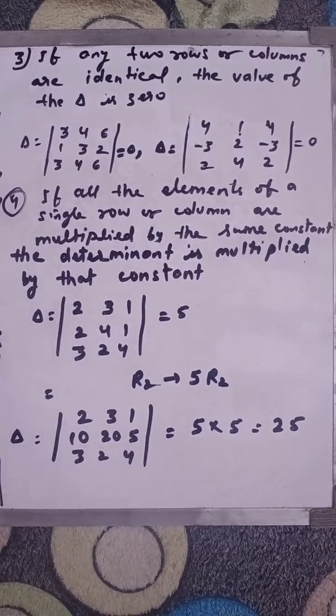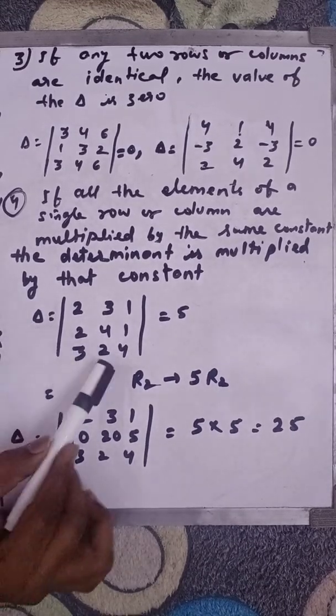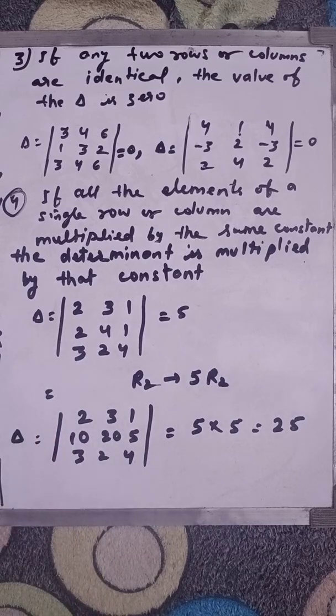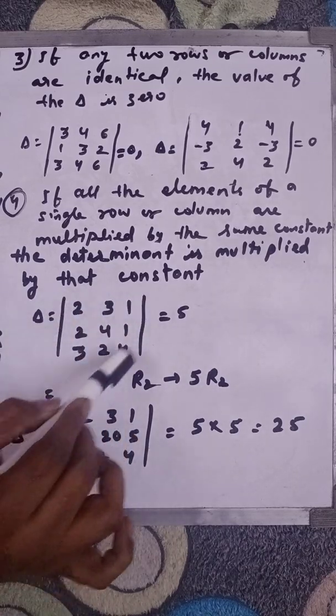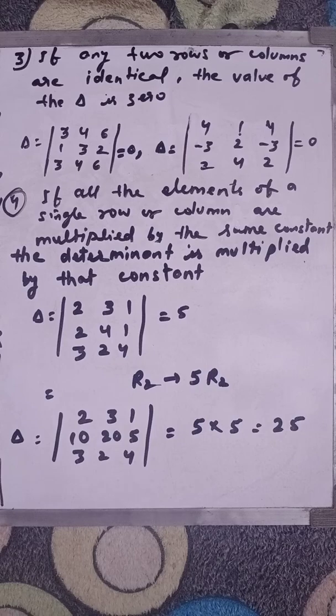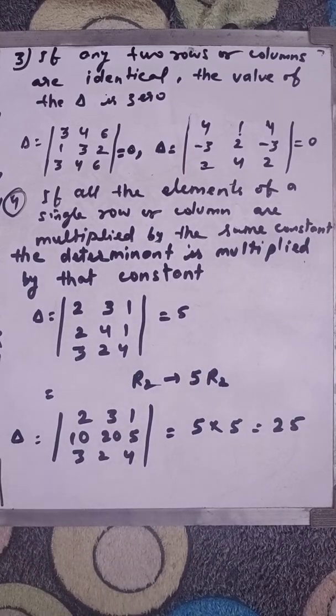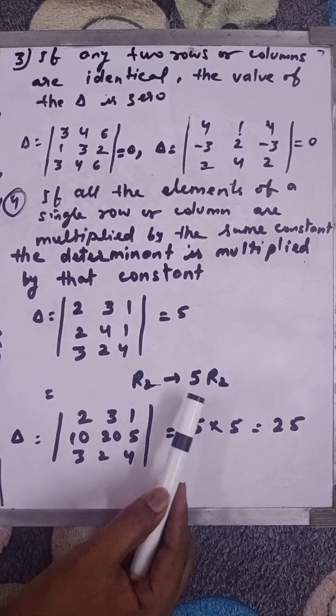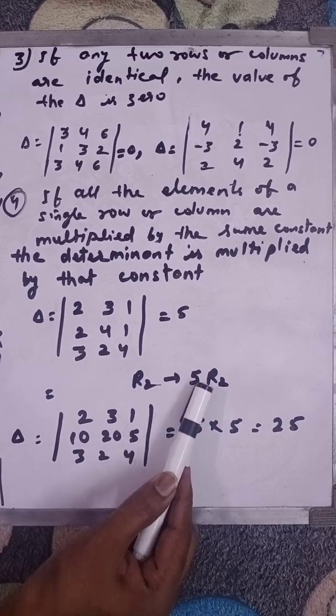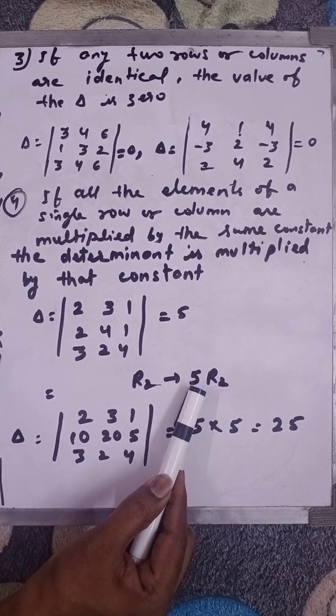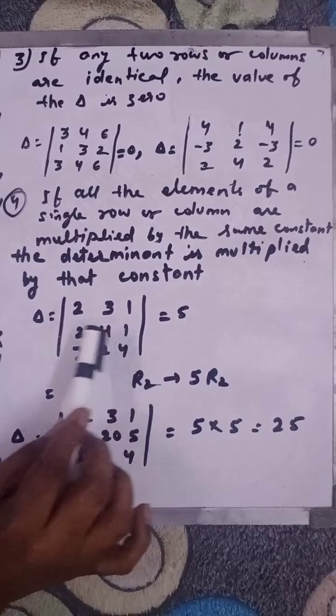See, what is the property number 4? See, this is any determinant. Fine. When you solve this determinant, you will get 5. Okay. When I multiply any one row or any one column by any number, it may be 5, it may be 6, it may be 7, it may be 8, it may be 9. But I'm taking one example. I'm multiplying the row R2 by 5 here. Fine, this is your R2.